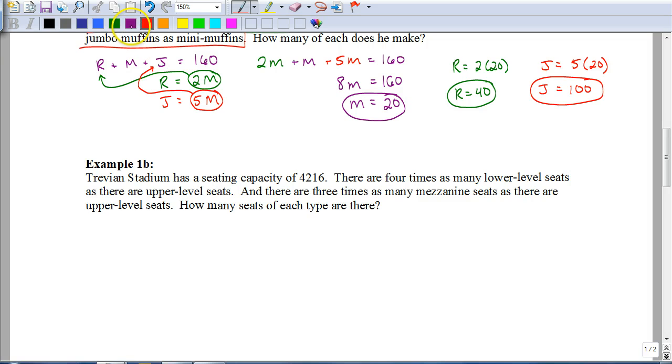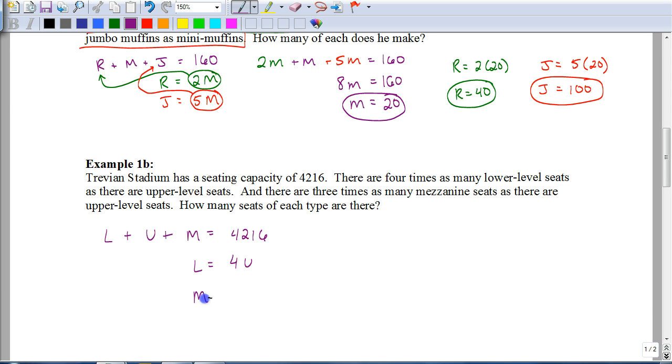Okay, but just like the previous one, we know that there's a total of 4,216, so we're going to start out by saying that the number of lower level plus upper level plus the middle level seats are going to equal 4,216. And when it says there are 4 times as many lower level seats as there are upper level seats, there's going to be more lower level seats. How many times more? 4 times as many as the upper level.